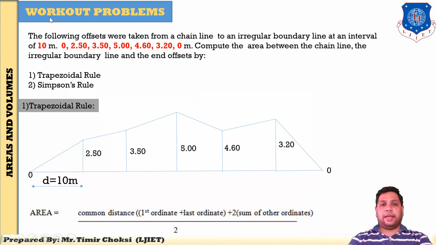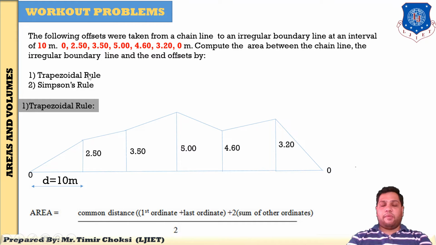Now I have taken one example so you understand clearly. The following observations are taken. The interval is given as 10 meters, meaning the common distance is 10 meters. The offsets are given as 0, 2.50, 3.50 and so on, and you have to find the boundary area from the trapezoidal rule as well as the Simpson rule. Students, listen carefully. First step, draw the figure. I have already explained in a previous session all the examples of mid ordinate and average ordinate. So first you have to draw the figure.